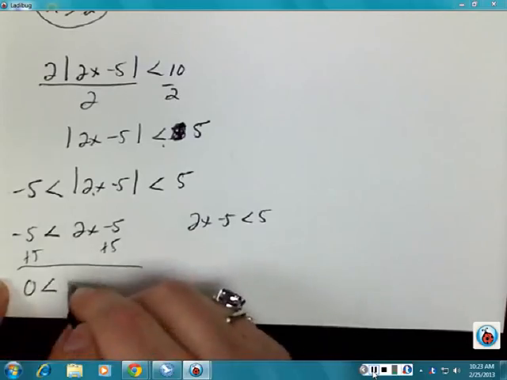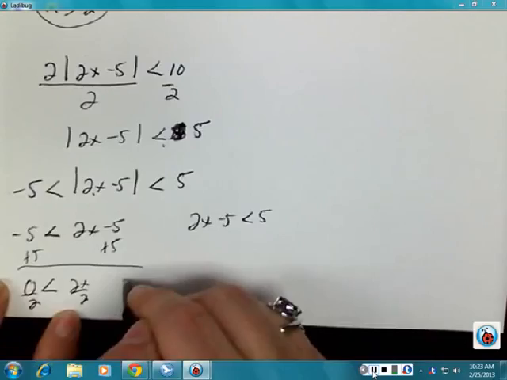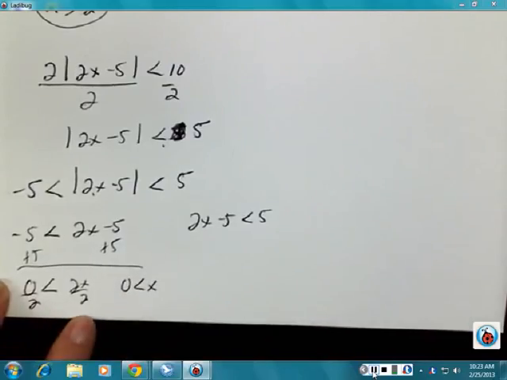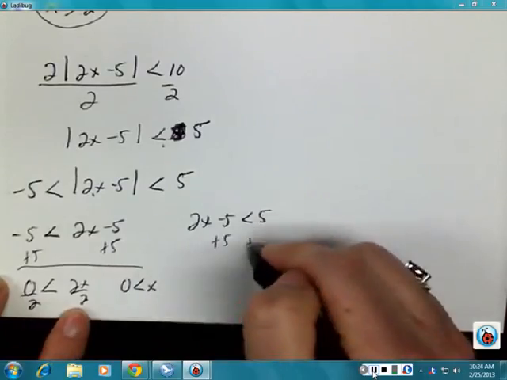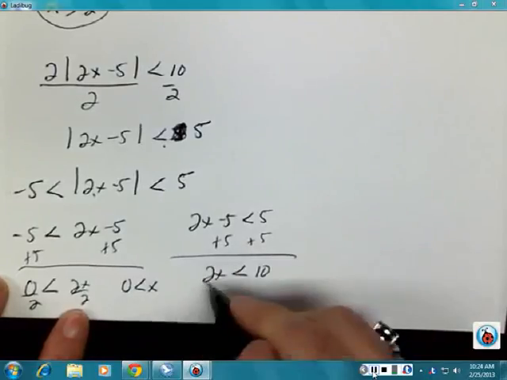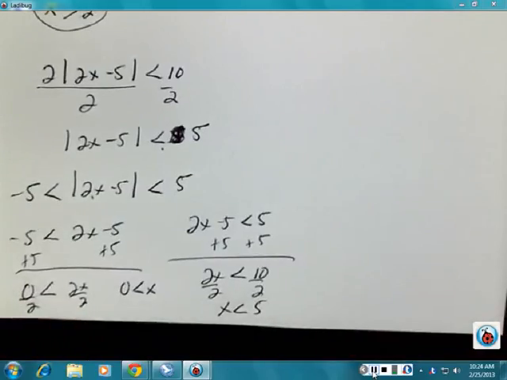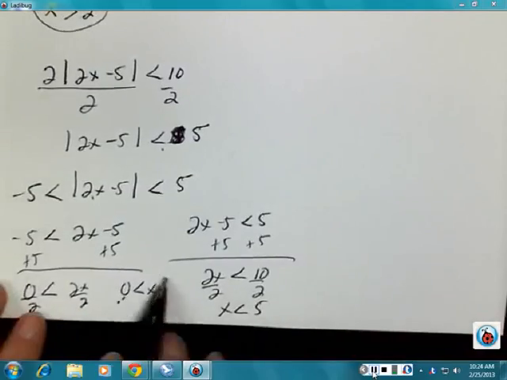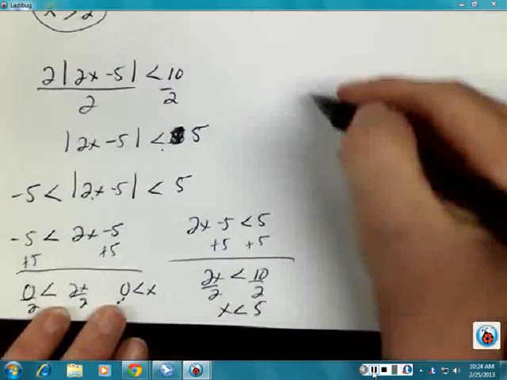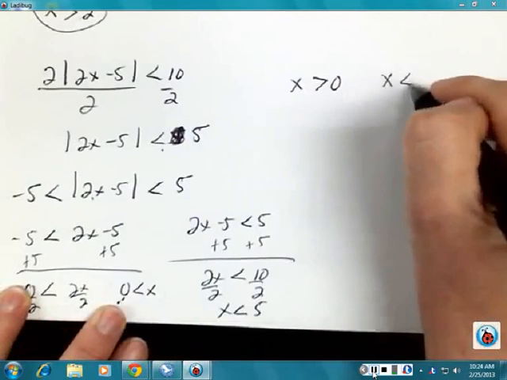0 is less than 2x, divide by 2. So I find 0 is less than x for that one. We okay so far? Okay. And this solving isn't any different than what we've been doing. So add 5 to the other one. Divide by 2. So x is going to be less than 5. So you flip that around. So it's going to be x is greater than 0 at the same time x is less than 5.